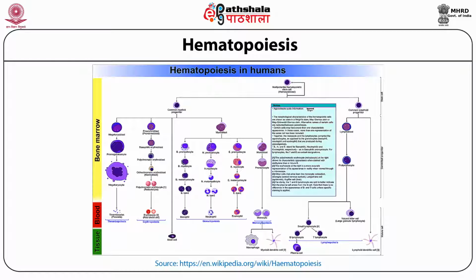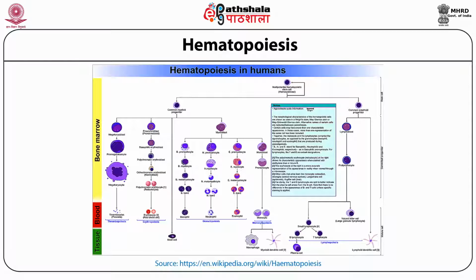Eosinophil promyelocyte gives rise to eosinophil myelocyte, and this gives rise to eosinophil metamyelocyte and finally eosinophil. And finally monoblast gives rise to promonocyte and this then finally gives rise to monocyte. Similarly, megakaryoblast gives rise to platelets and proerythroblast gives rise to erythrocyte.